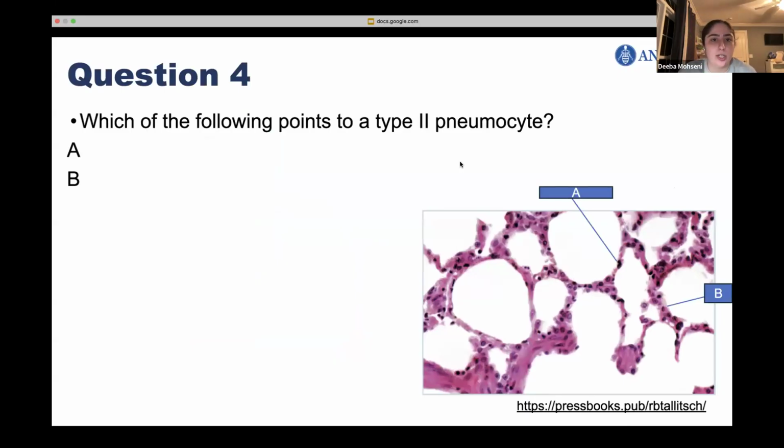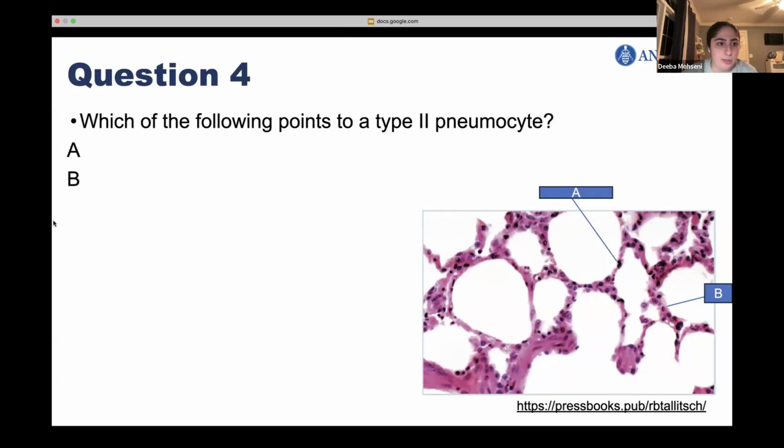So now we'll go to our question. Which of the following is a type 2 pneumocyte? Once I end this poll, I'll go back and I'll point out the mucosa again. Alrighty. Still answer if you're working on that.